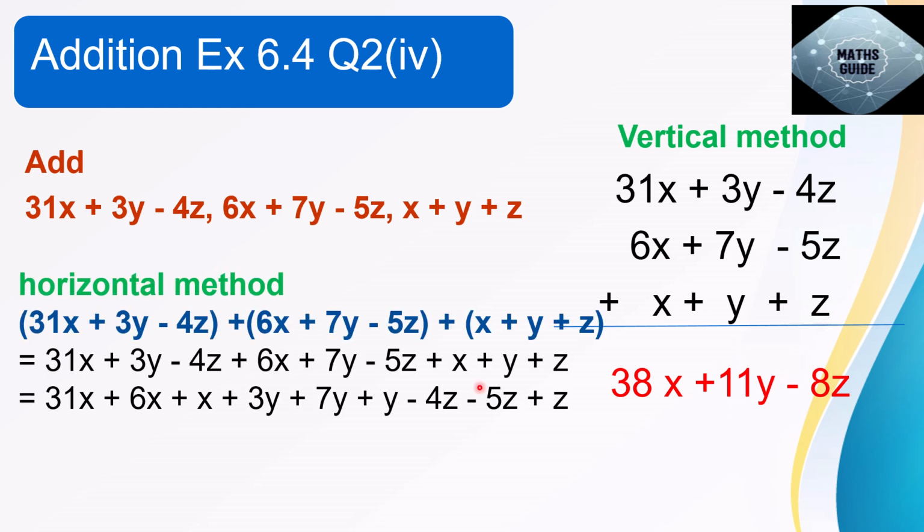Now horizontal method, aligning the three algebraic expressions but separated by the positive or addition symbol, then opening the brackets and then aligning the like terms, like here 31x plus 6x plus x, then 3y plus 7y plus y, then minus 4z minus 5z and plus z. Now again following the rules of integers, we get the same answer, 38x plus 11y minus 8z.